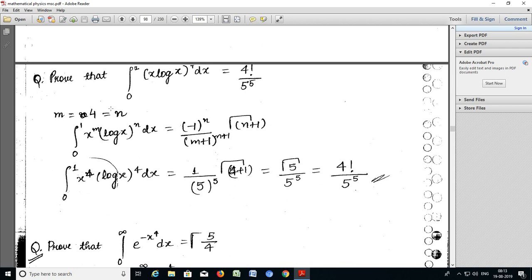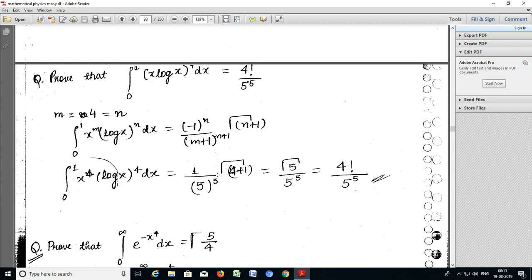Why are we writing it like this? Because we know that this whole integral is equal to gamma of n plus 1. So the answer is minus 1 to the power n over m plus 1 power n plus 1, into gamma n plus 1.